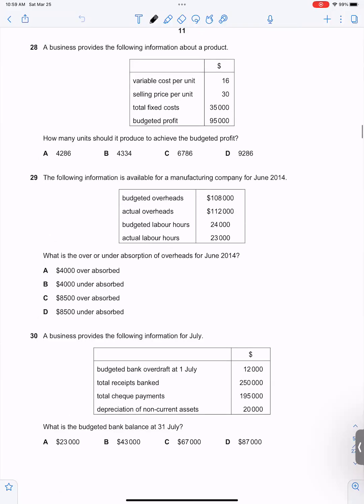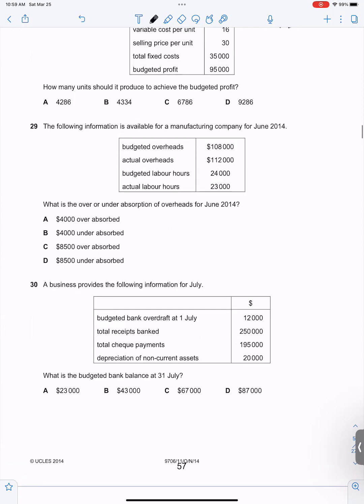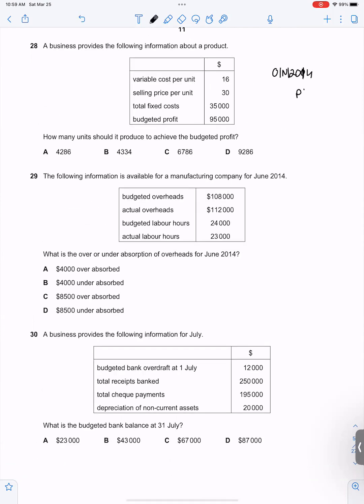So this is October, November 2014, right? Yeah. This is costing. How many units should I produce to achieve my budgeted profit?